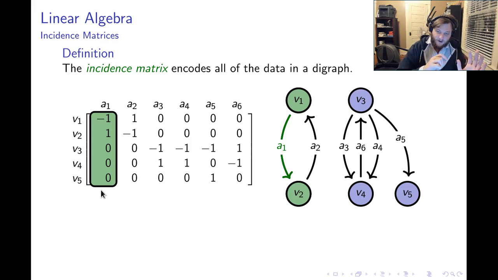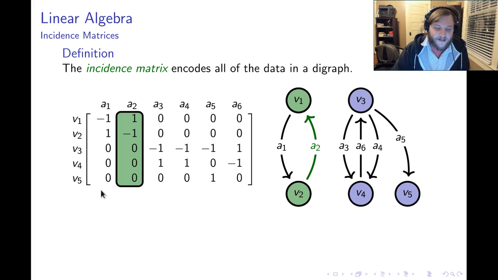So we focus on an arrow, we look where it starts, that position gets a -1. Then we look where the arrow points to, that position gets a 1, every other position gets a 0. Great, so that's the first column of the incidence matrix. Let's look at the next column. The next column is the second column, which corresponds to the second arrow in the directed graph. This arrow points from V2 to V1. So we're going to put a -1 in the second position to indicate that this second arrow starts at V2. Then we put a 1 in the first position to indicate that this arrow points at the first node. All of the other positions get a 0.